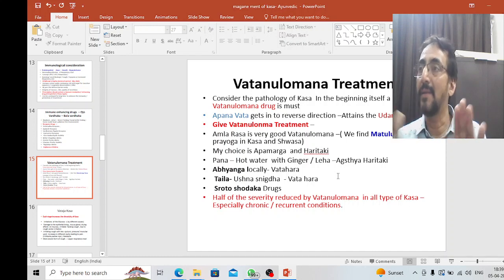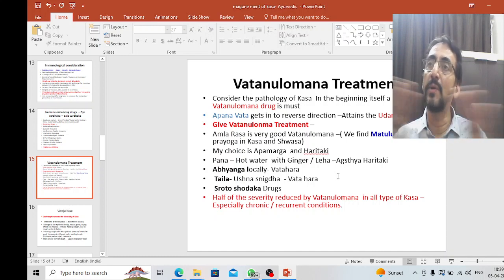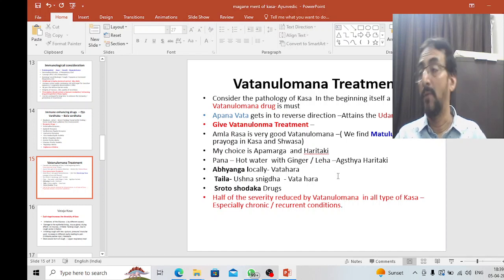Bruhat Saindhavadi Taila: we do Abhyanga with Bruhat Saindhavadi Taila over the chest and abdominal area. That acts not only as chest physiotherapy but also as a very good Vatanulomana. Taila is Ushna and Snigdha in nature, therefore it is also Vatahara. Snigdha is Vatahara and Ushna is also Vatahara. Many of the Shodhaka drugs also have Vatahara property.